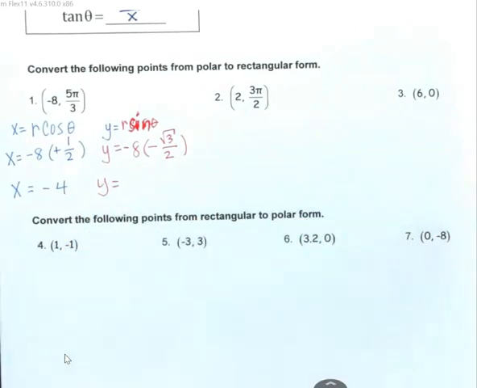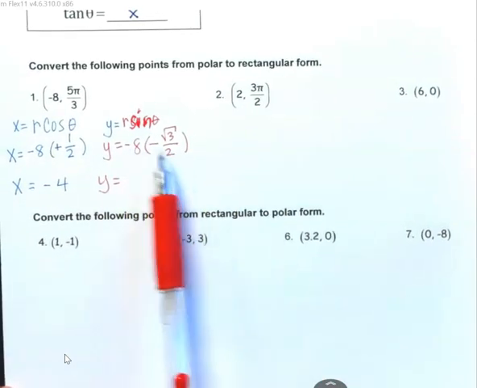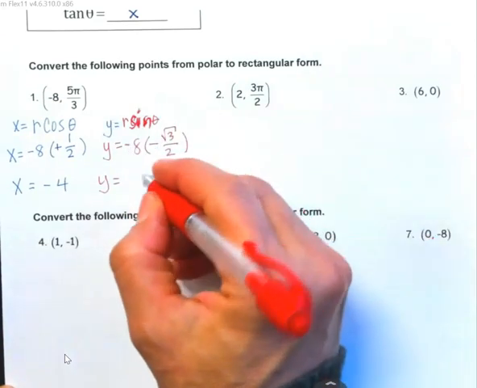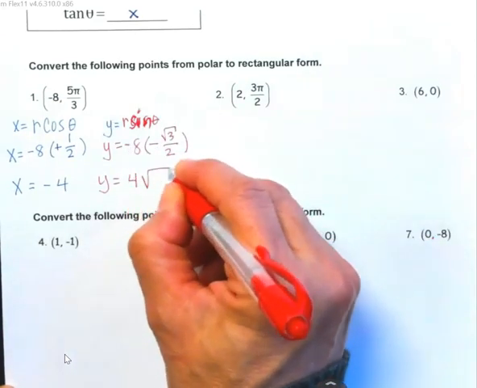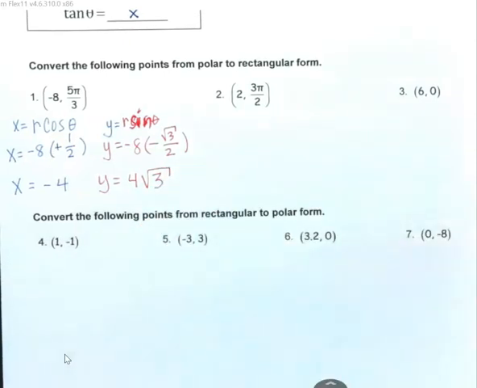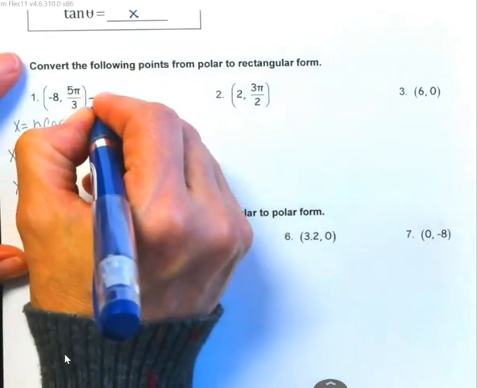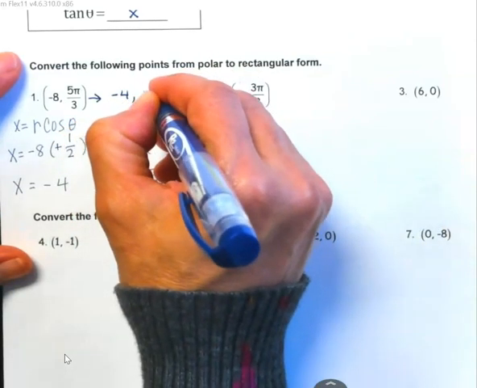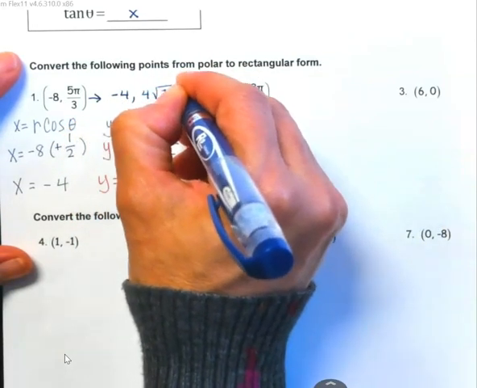All right, so we are going to have a negative times a negative. This is going to be a positive value. And 8 divided by that 2 is going to be a 4. So the y coordinate's 4√3. So number 1 converted to rectangular form is going to be -4, +4√3.